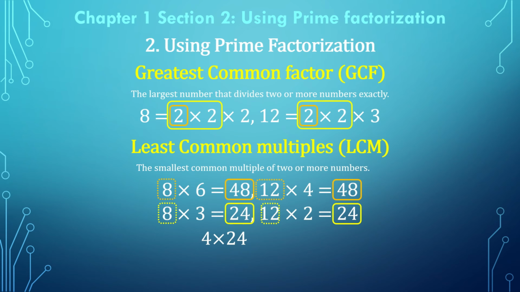There is one more thing that you should keep in mind when you multiply GCF and LCM. In this case, GCF 4 times LCM 24 equals 96. It equals the product of first two numbers, which are 8 and 12. You can check if your calculations are correct using this property.